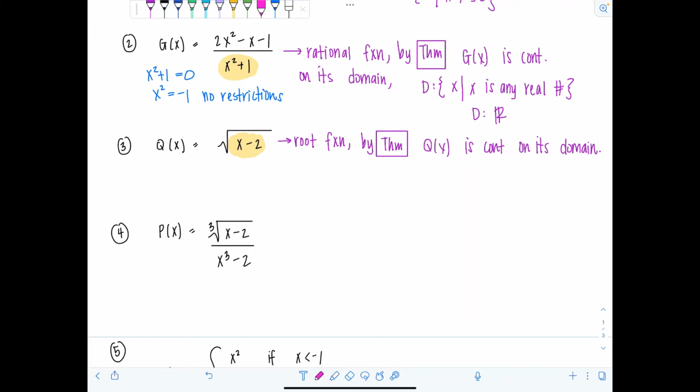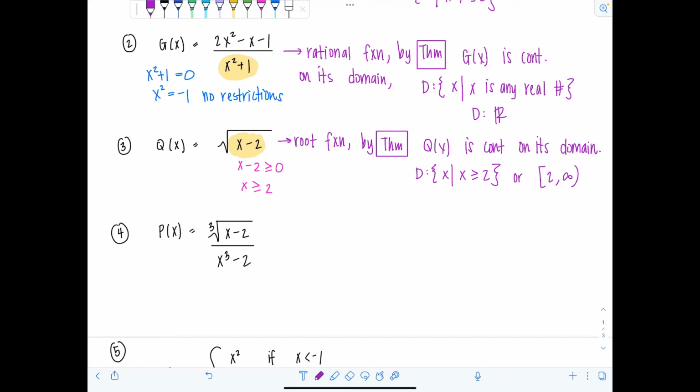We can't take even roots of negative quantities. So we want to make sure that x minus 2 is greater than or equal to 0, which means x has to be greater than or equal to 2. So that's precisely our domain. The domain is going to be x such that x is greater than or equal to 2. Or alternatively, you could write interval notation 2 to infinity.